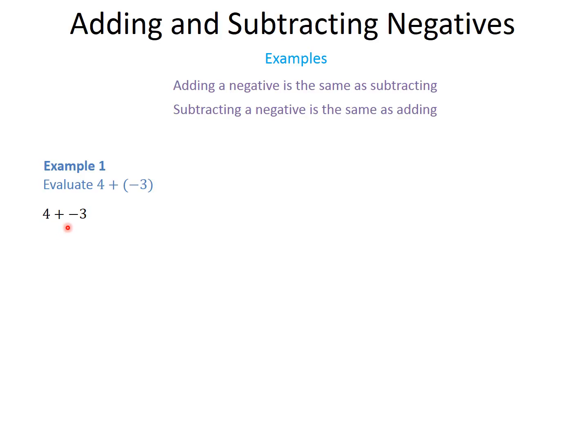And so we're working out 4 plus -3. Here we're adding a negative, and so that is just the same as subtracting. So that plus minus just becomes a minus, and so it's really just 4 take away 3, which is now really easy, is just 1.